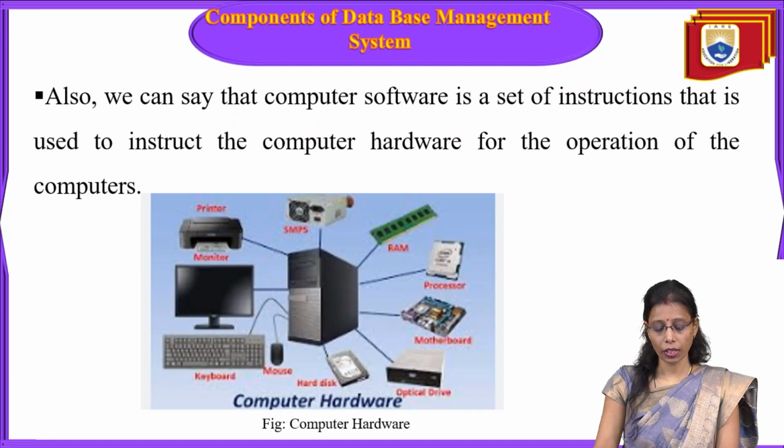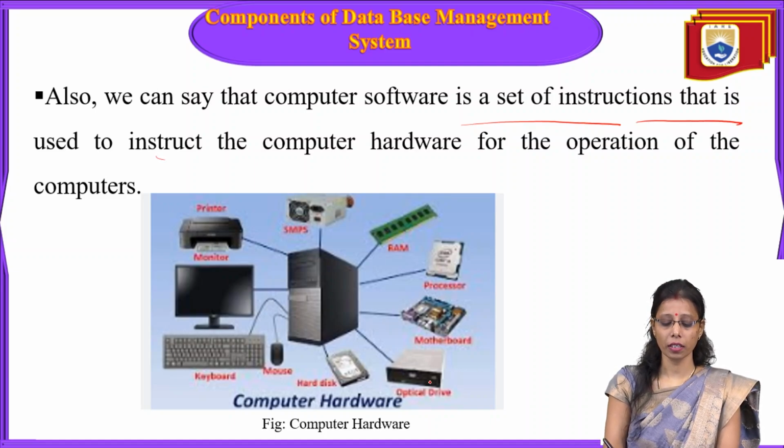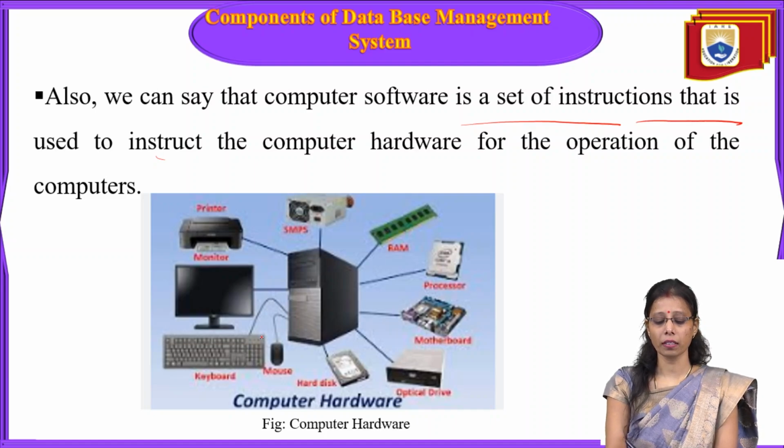Now we can also say that computer software is a set of instructions used to instruct the computer hardware for the operation of the computer. Hardware components include many components like the CPU, mouse, keyboard, and printer, all included in this computer system, and this is how it works as a component of the database management system. So hardware is the most important part of the database management system, which will help the users to run the setup properly, to get the output from the data.